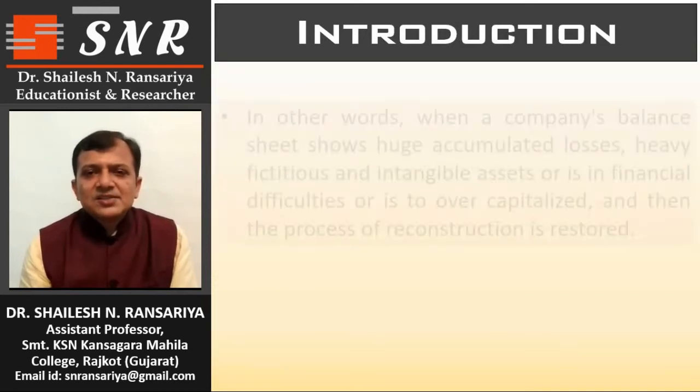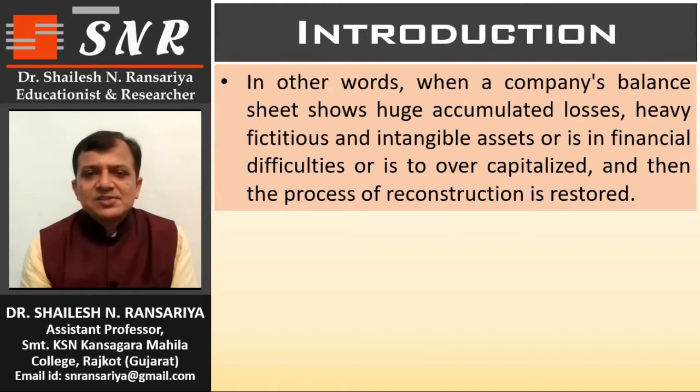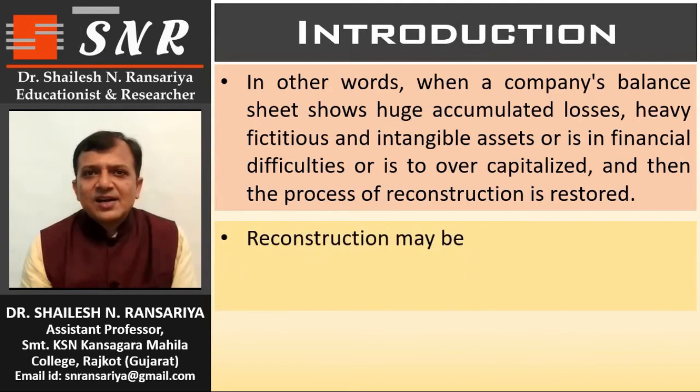So, in other words, when a company's balance sheet shows huge accumulated losses, heavy fictitious and intangible assets, or is in financial difficulties, or is overcapitalized, then the process of reconstruction is adopted. See, in this meaning, it is very clear when a company can go for reconstruction. So, the conditions for reconstruction are heavy accumulated losses, a big amount of fictitious and intangible assets in the balance sheet, and financial difficulties. Then the company can think of reconstruction.